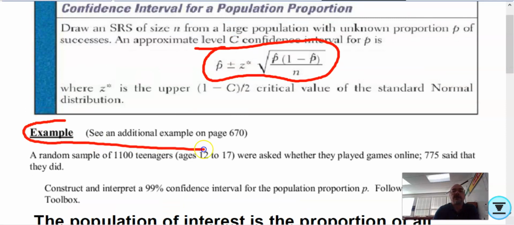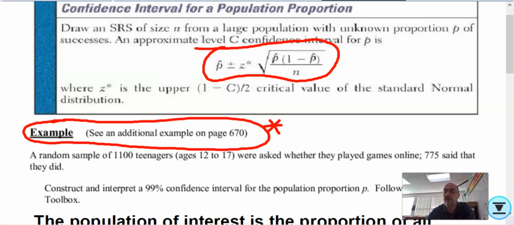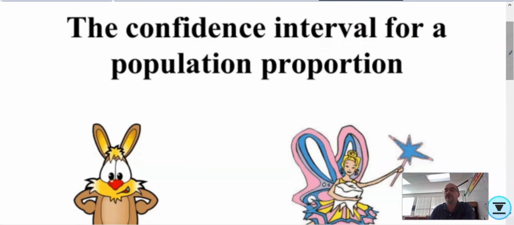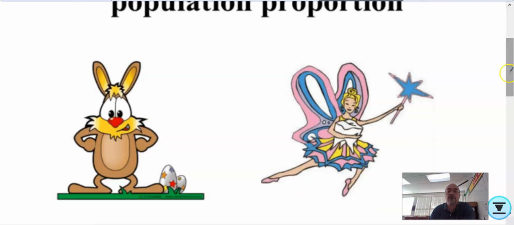I do want to point out, ladies and gentlemen, there's an excellent example to look at on page 670. Please look at that example and the details. But before I do that, I have a little problem I want to go through, a PowerPoint I got from the instructor when I went to training a few summers ago. It's a little silly, but kind of fun. The confidence interval for a population proportion. Looks like we've got the tooth fairy going on here, folks.